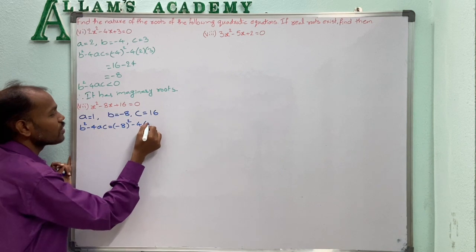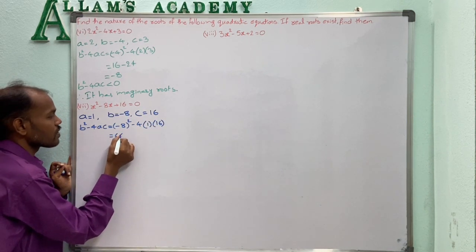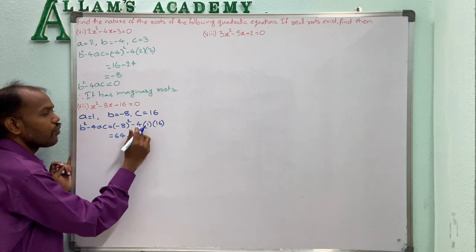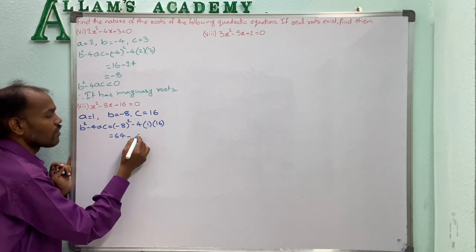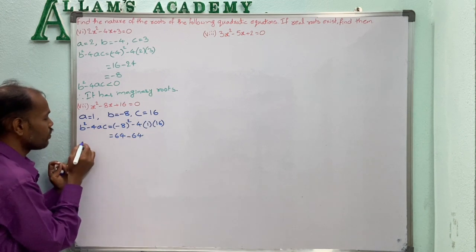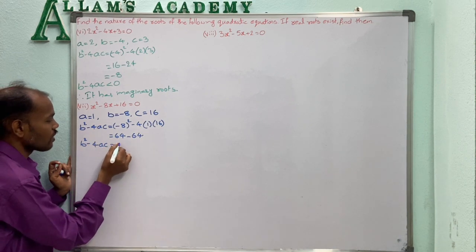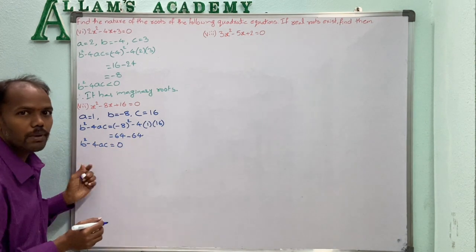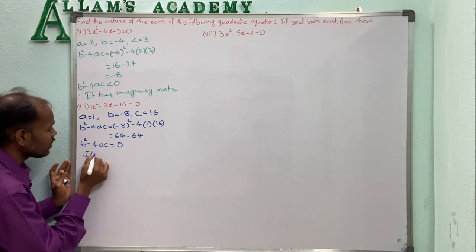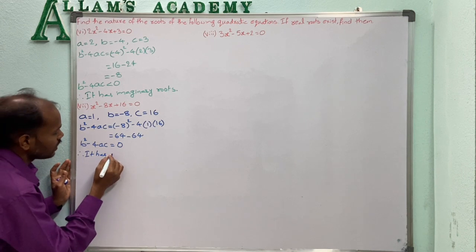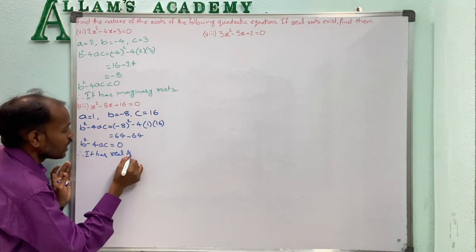So 4 into a equal to 1, c equal to 16. Minus 8 whole square equal to 64, minus 4 into 1 into 16 equal to minus 64. Now 64 minus 64 is equal to 0. That means b square minus 4ac equal to 0. So if b square minus 4ac equal to 0, then the roots are real and equal. So it has real and equal roots.